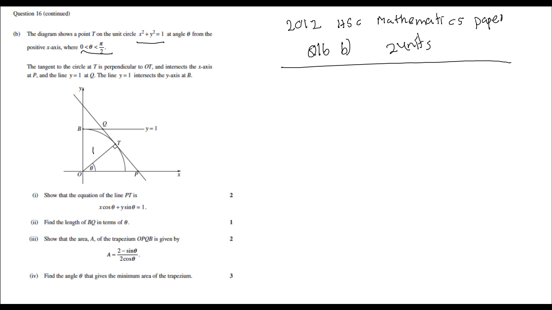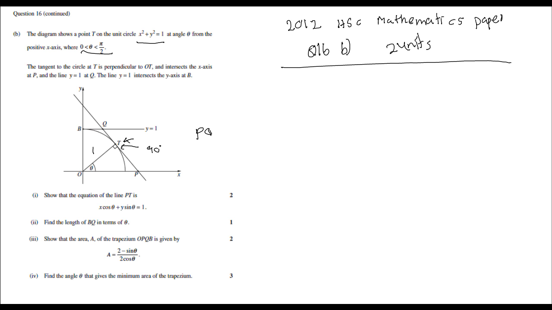The diagram shows a point T on the unit circle, at angle theta from the positive x-axis, where theta is between 0 and pi by 2. PQ is the tangent to the circle at T, perpendicular to OT, so that angle is 90 degrees. It intersects the x-axis at P and the line y equals 1 at Q. The line y equals 1 intersects the y-axis at B.